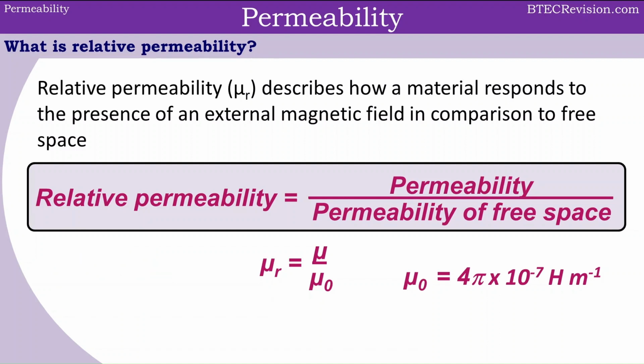Looking at the units, permeability has a unit of henries per meter, and permeability of free space also has a unit of henries per meter. So if we divide henries per meter by henries per meter, we get 1. Therefore, relative permeability is dimensionless.